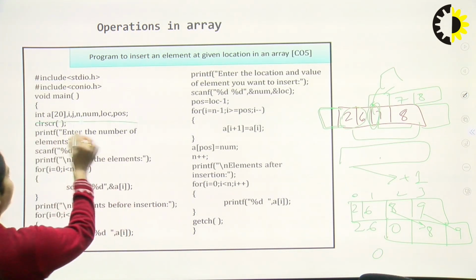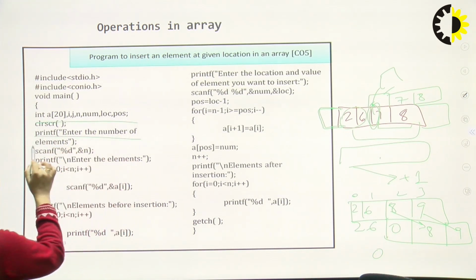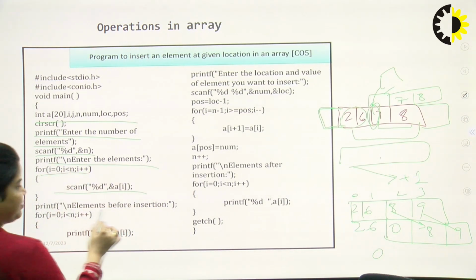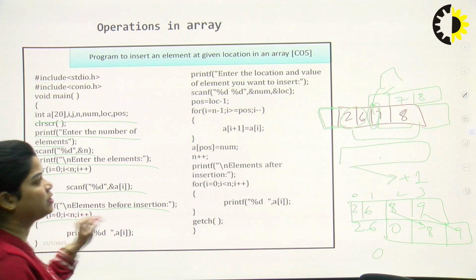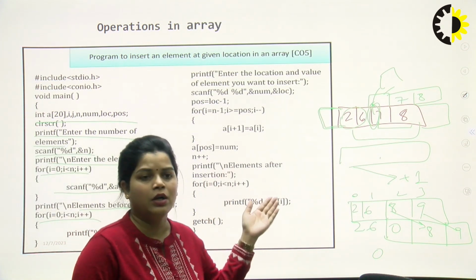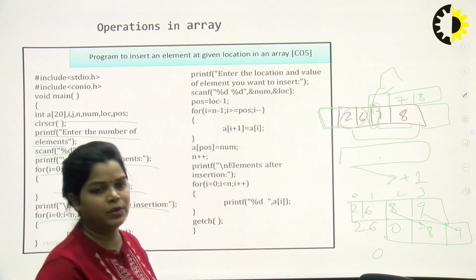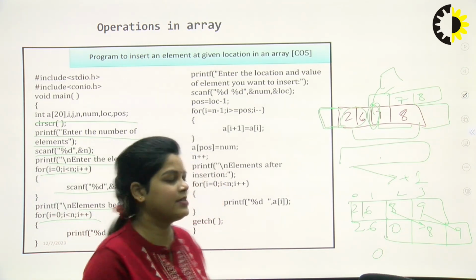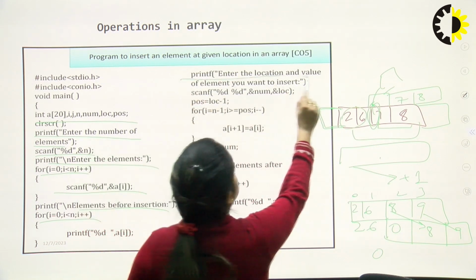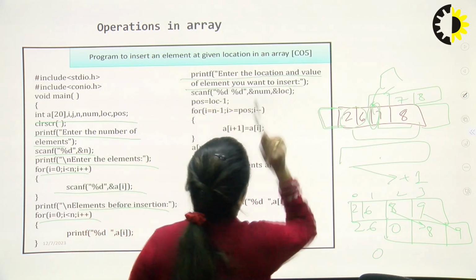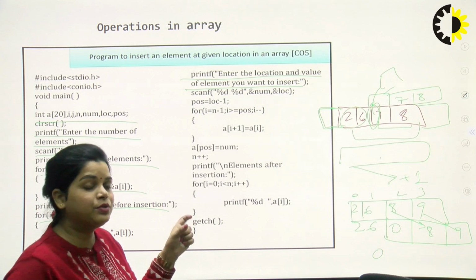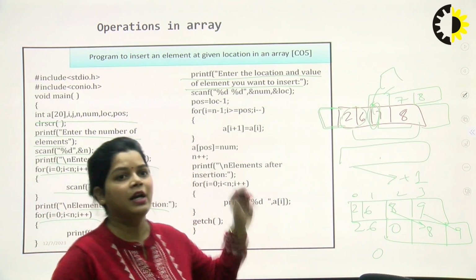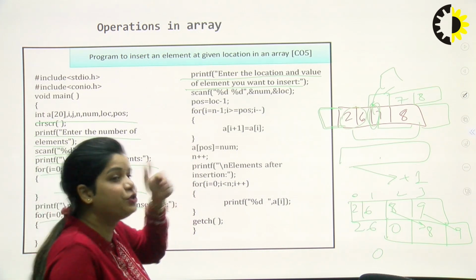Enter the number of elements, then scan, then enter the elements. Then display the elements before insertion, so that you can have a look at the array before the new element is inserted. Now enter the location and the value of the element you want to insert. Means you have to enter that particular location where you want to insert the element, and the value which you want to insert.